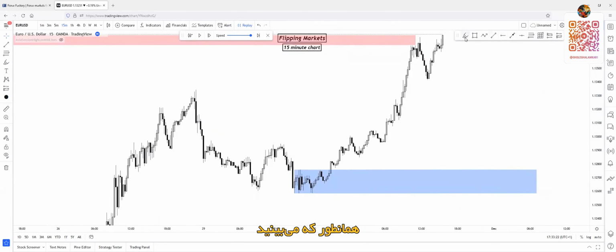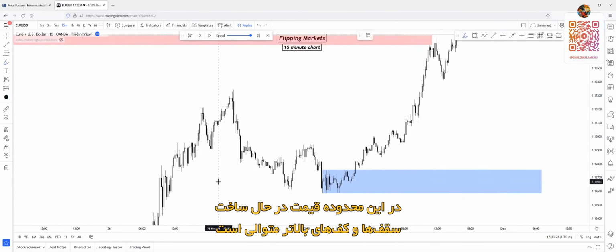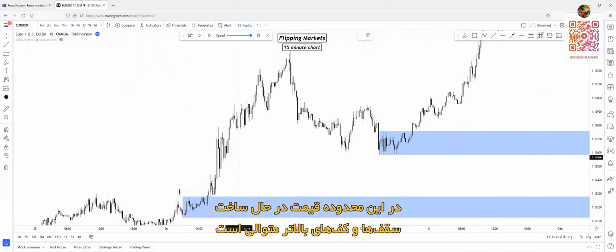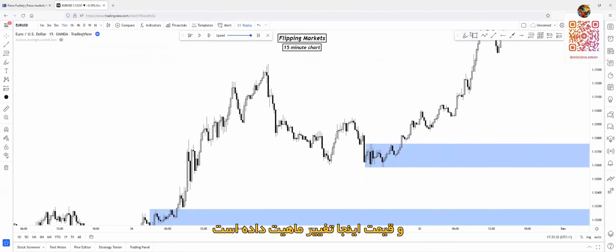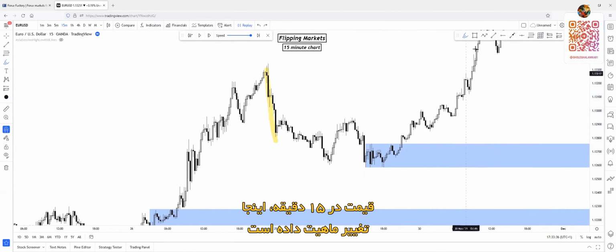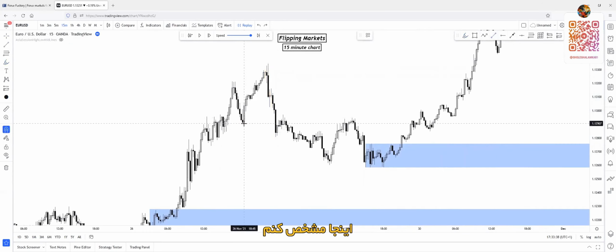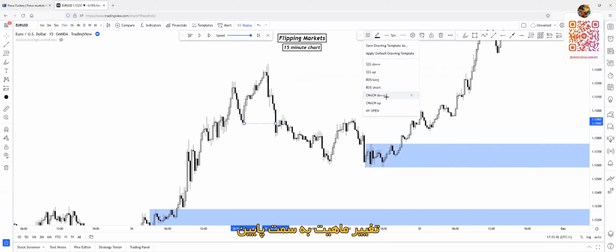As you can see, price was creating a series of higher lows, higher highs and higher lows in this region, starting from this extreme demand zone. And actually price changed character here on the 50-minute. This is a 50-minute change of character. I will just mark it here as a change of character down.